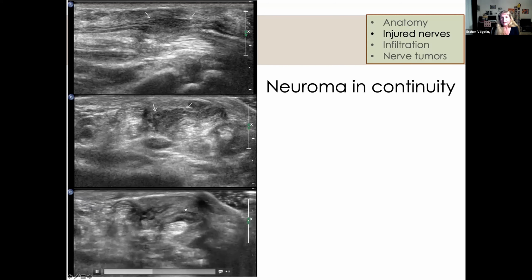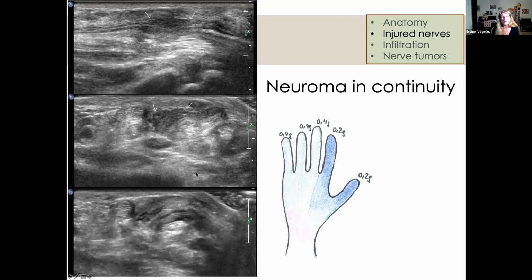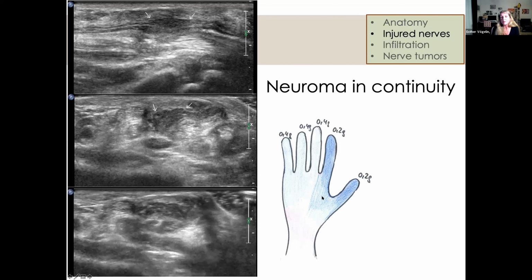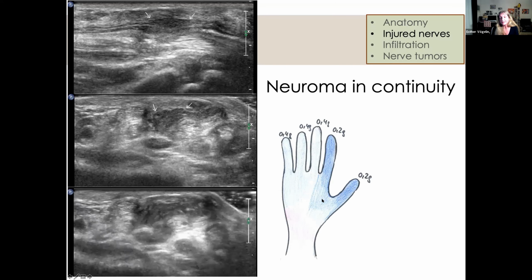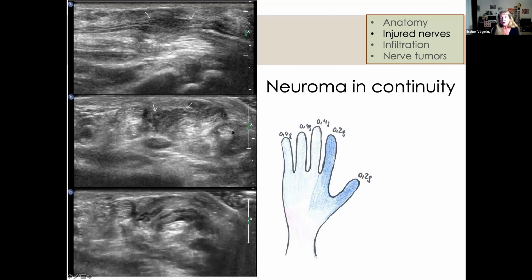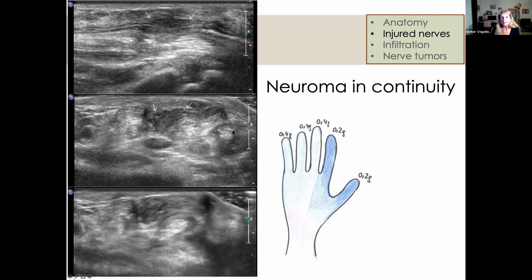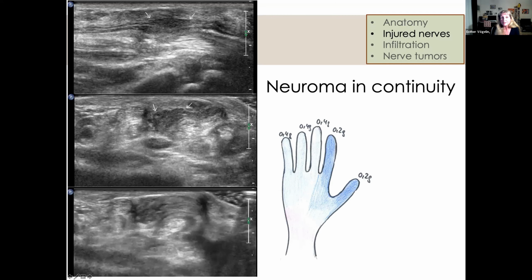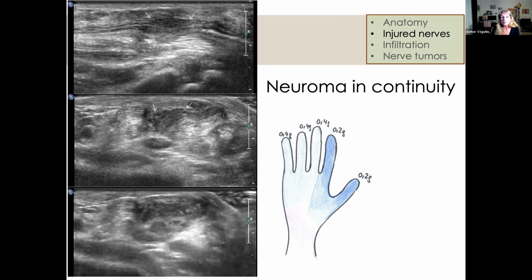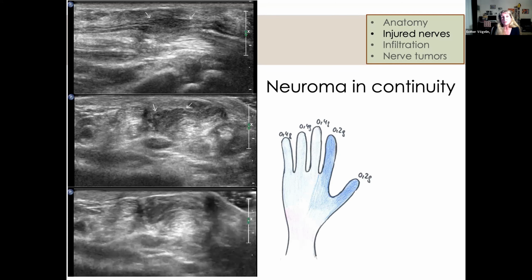However, the clinics show that this patient with a neuroma in continuity, this was his index finger, has actually quite a nice sensation. He has no pain. So these morphologic changes do not correspond to the bad clinic we would expect when we just see the sonography. So you can only interpret your sonography together with the clinical situation.